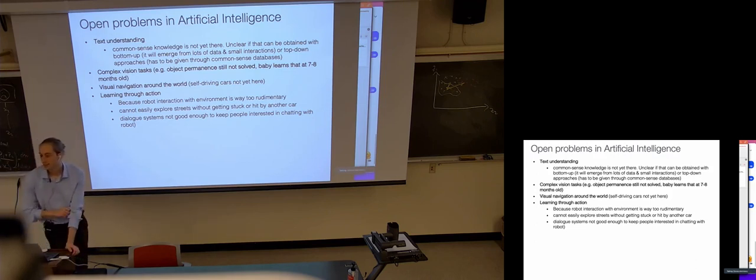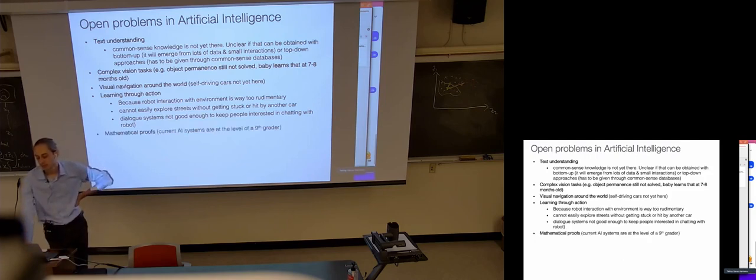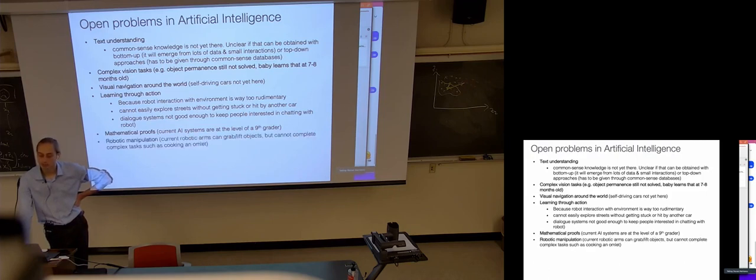It's more about robot interaction along with dialogue systems. Really interesting. And there are a few more things. For example, mathematical proofs. The current AI systems are at the level of a 9th grader, from what I've read. So we still have some way to go on that.